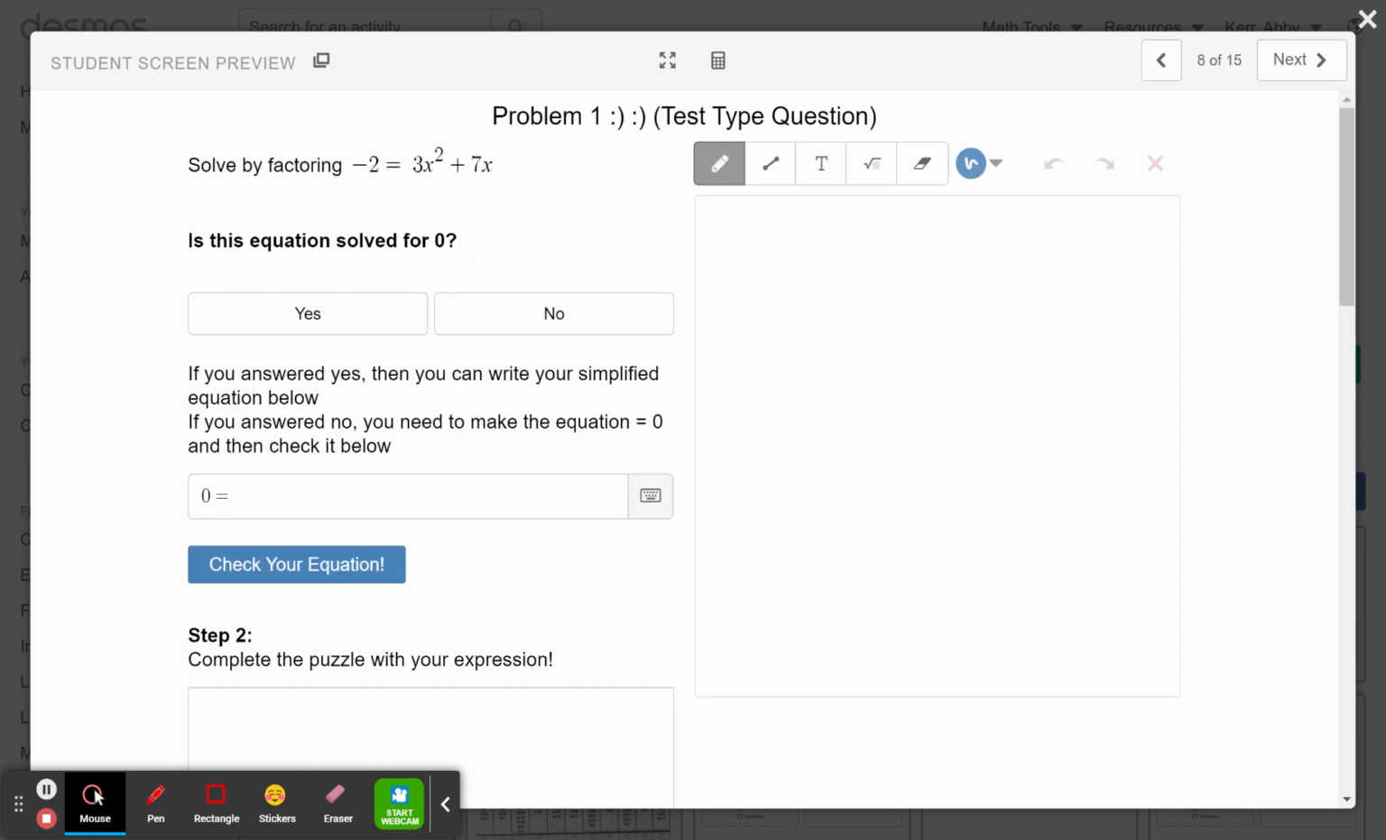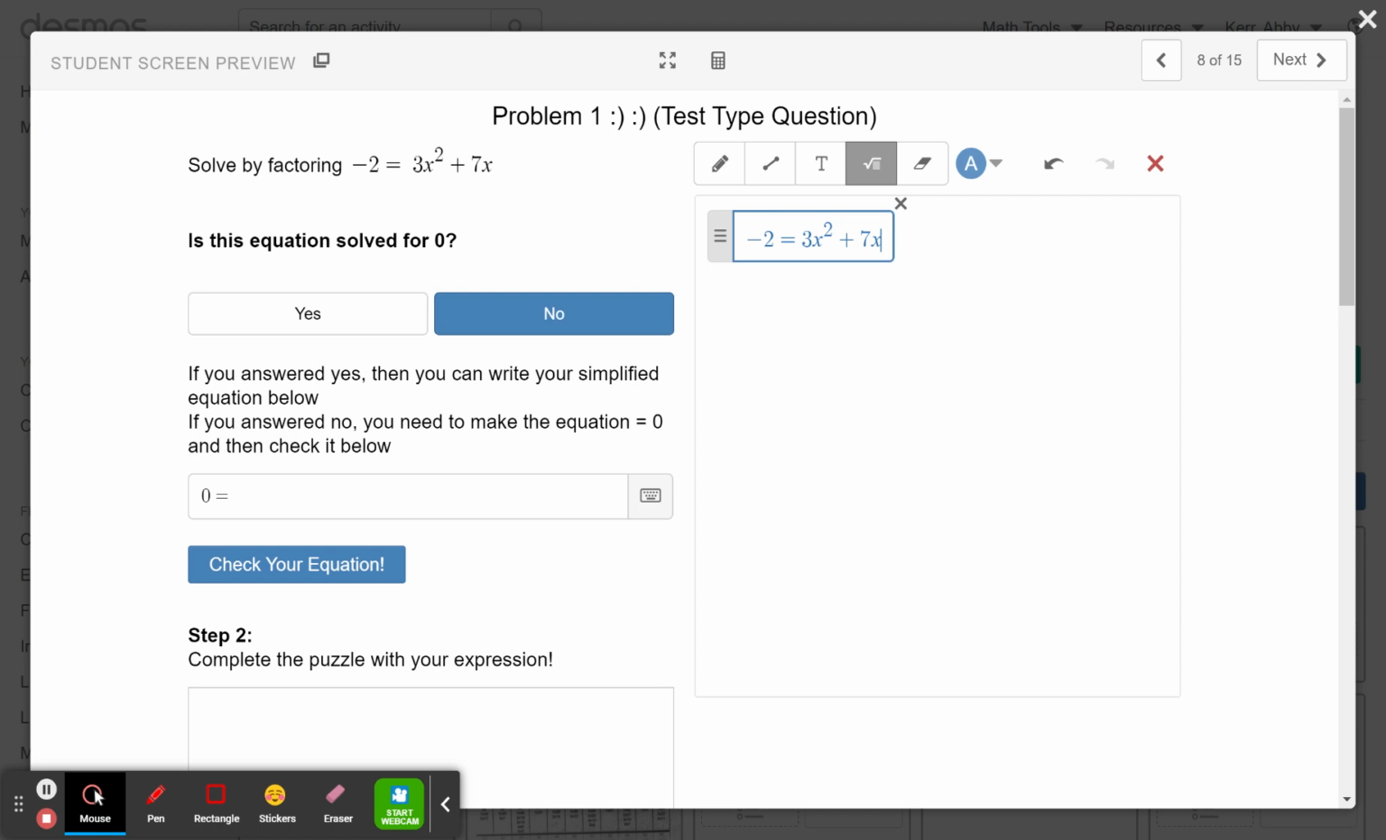Now this says, is this equation solved for 0? The answer is no, it's solved for -2. If you answered yes, then you can write your simplified equation below. If no, then you need to make it equal to 0. So it's equal to -2 right now. And honestly, all you need to do is draw your wall. To undo a -2, we add 2 to both sides.